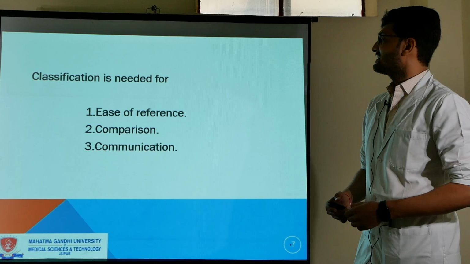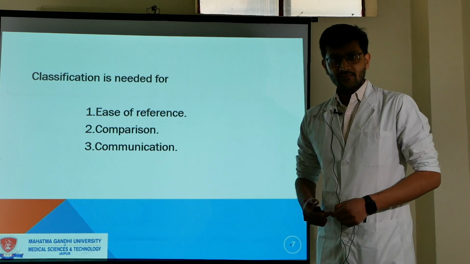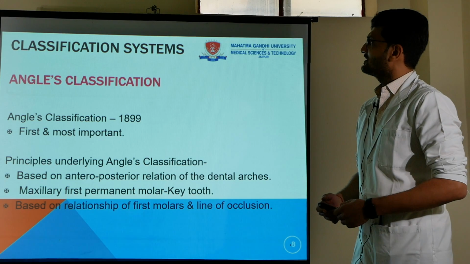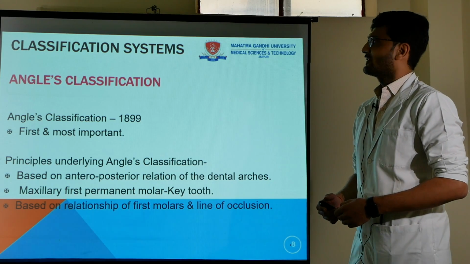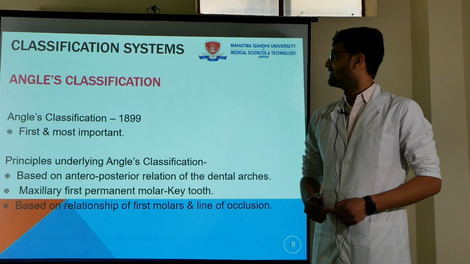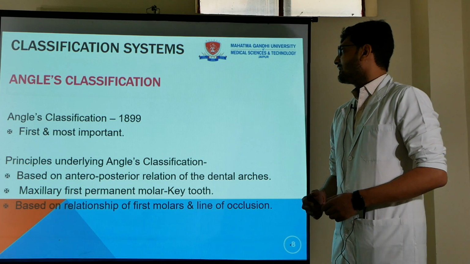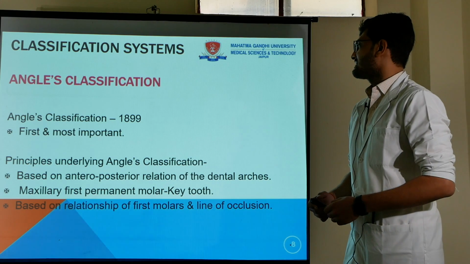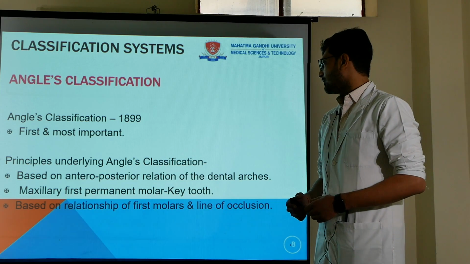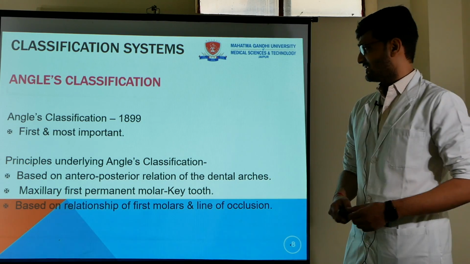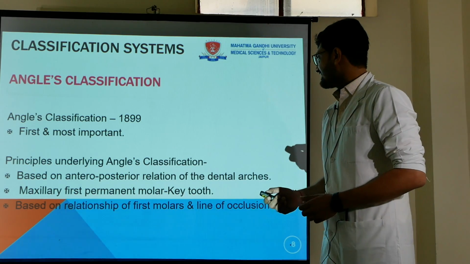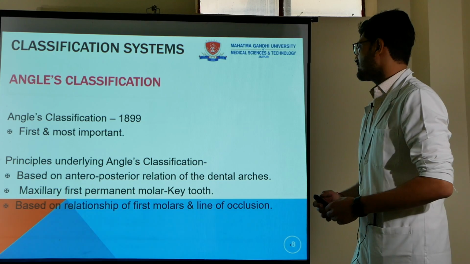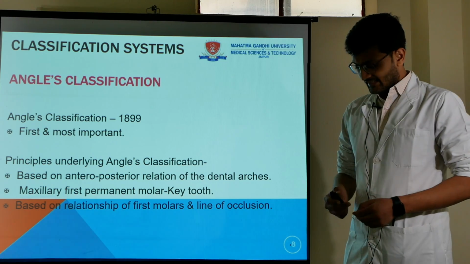So classification is needed for ease of reference, comparison and communication. Classification systems. Engel's system of classification was the first one which was given in 1899. It is the first and the most important. The principles underlying Engel's classification are: it is based on antero-posterior relationship of the dental arches. The maxillary permanent first molar is considered as the key tooth. It is based on the relationship of first molar and the line of occlusion.